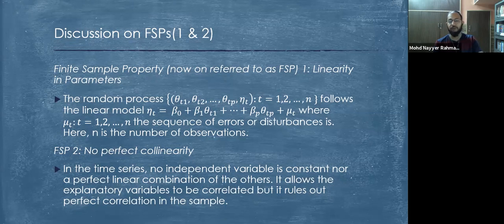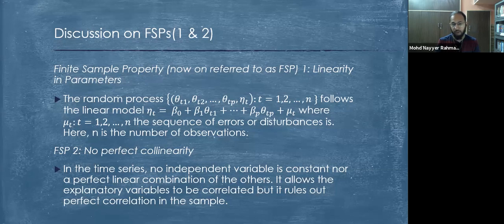It allows the explanatory variables, that is your independent variables, to be correlated, but there is no perfect correlation within the independent variables. Suppose you have a model where you have GDP on one hand, and on the other hand exports, imports, and exchange rate. If the correlation between exports and imports is 1, which is exactly the same, then there is perfect collinearity between these two variables.